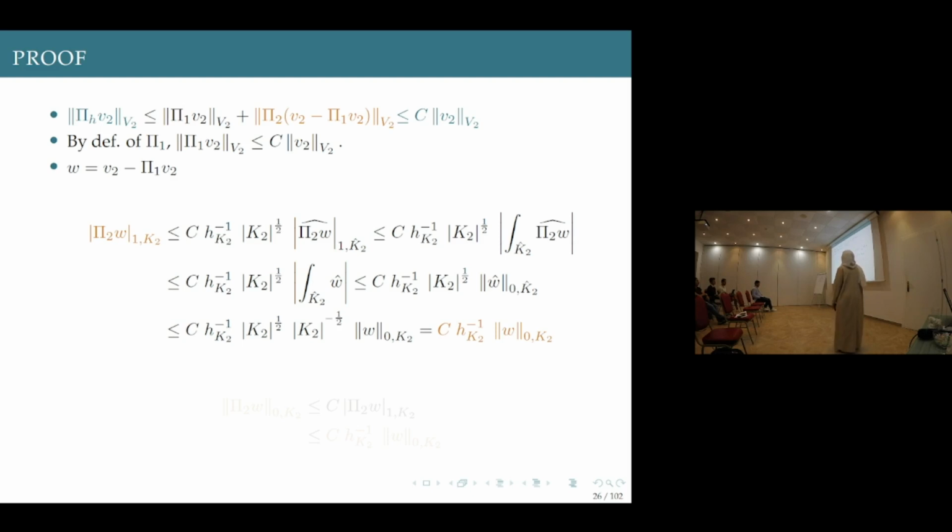So by Cauchy-Schwarz, this is less than or equal to the L2 norm of omega hat, which is mapped to the physical element here. You pay a square root of measure of K2. So those cancel each other, and we're left with this bound here. By definition, pi 2 omega is vanishing at the boundary of each element, so locally this can satisfy the Poincare inequality, so we will use that and use the bound from here.